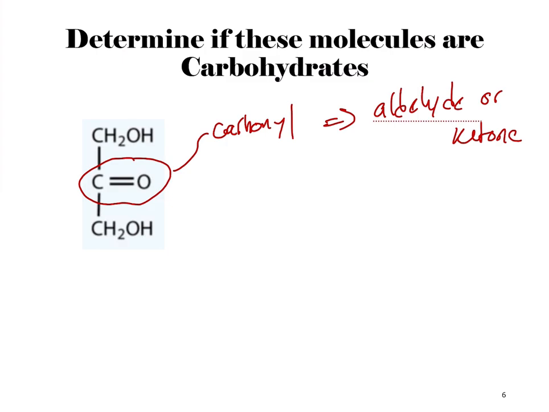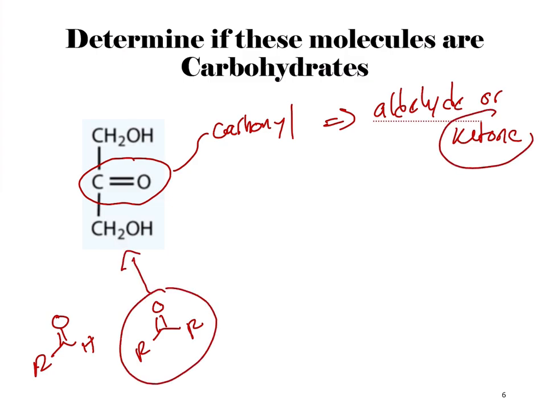Ketone, right? Because an aldehyde looks like that, and then a ketone looks like this, right? In an aldehyde the carbonyl carbon is directly bonded to the hydrogen, whereas in a ketone it's bonded to another R group, right? So this is what we have here. So this is going to be a ketone, and is it polyhydroxyl? Yep, because we have an OH group here and an OH group here. So it is polyhydroxyl.